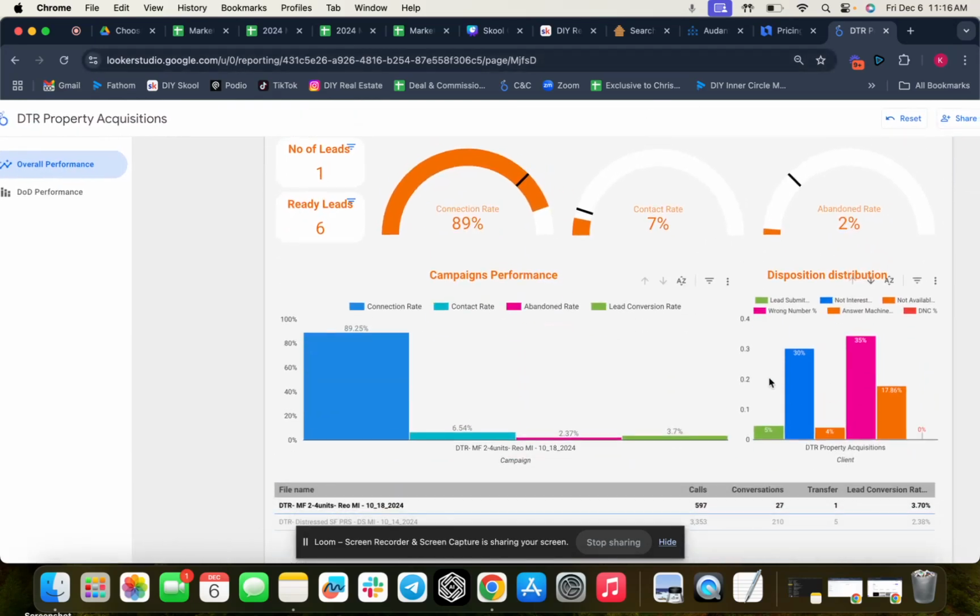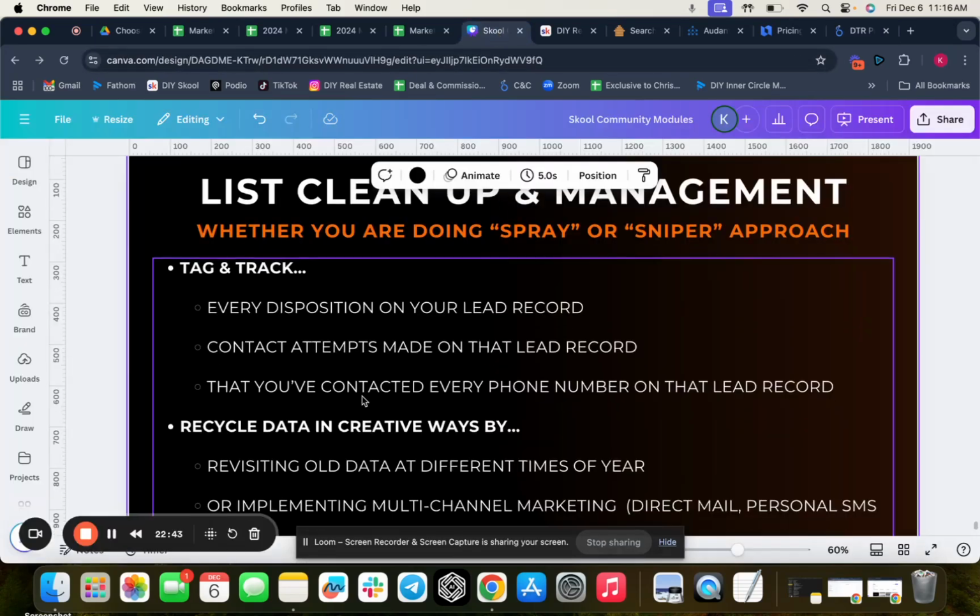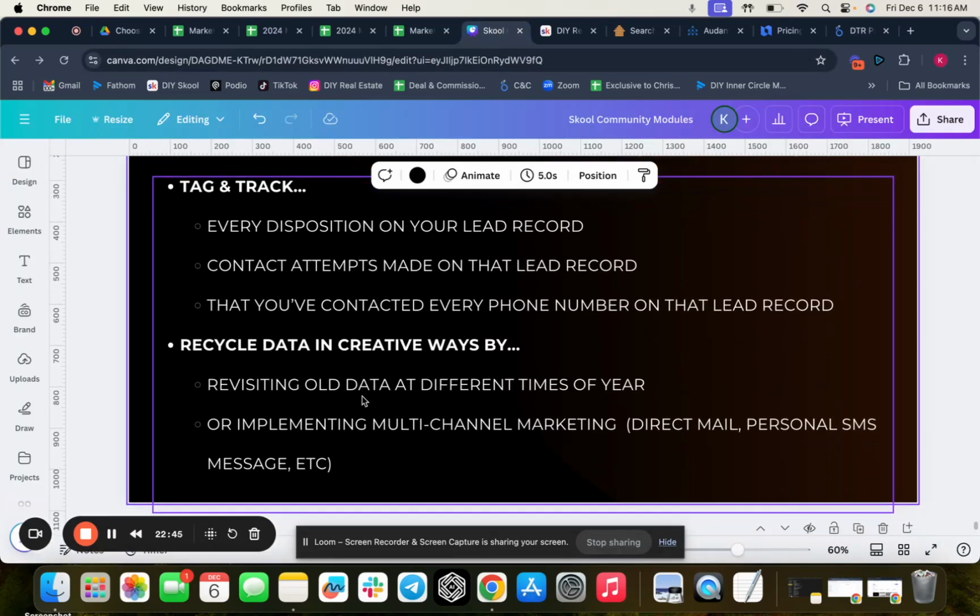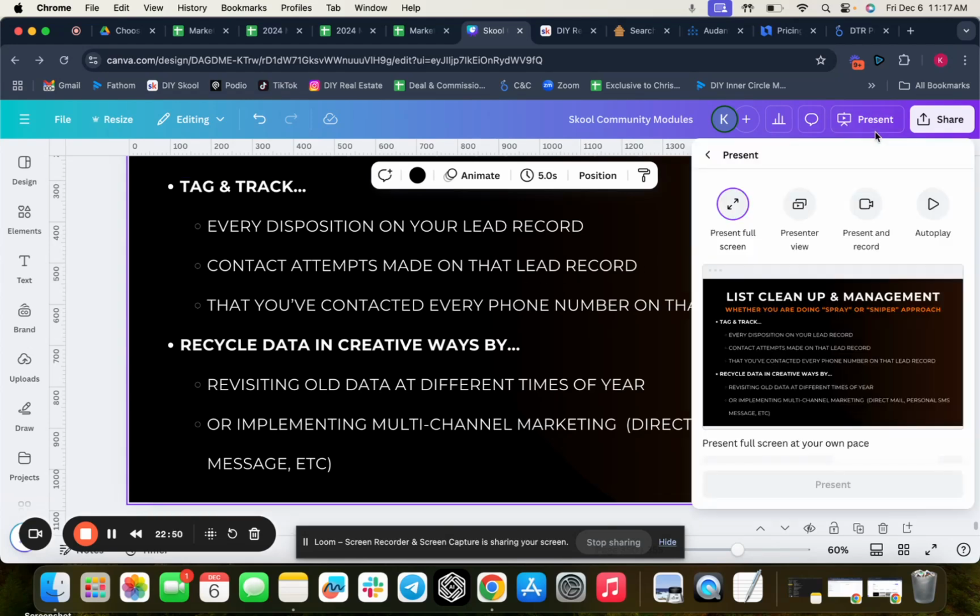So just start looking at the data from the very beginning stages, contact attempts, of course, and understanding the history of that record is super key.